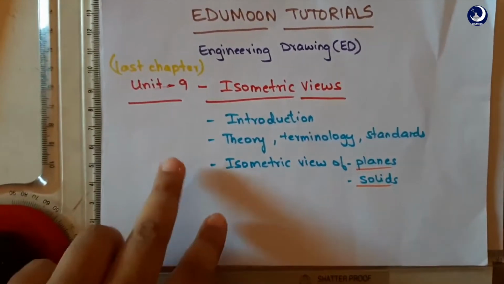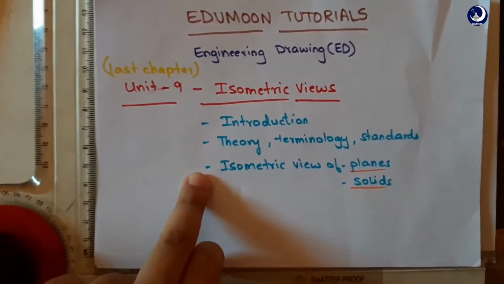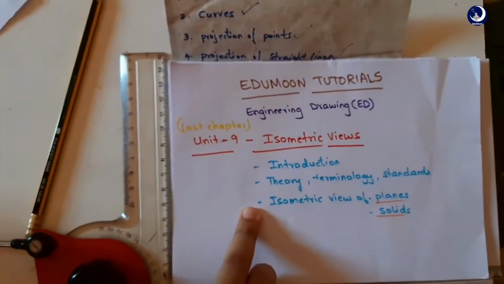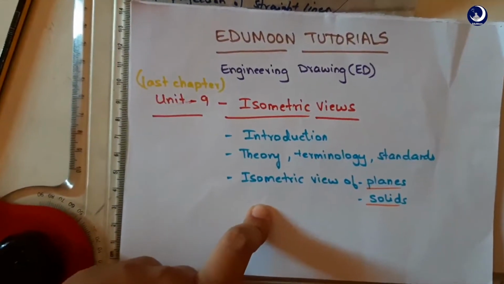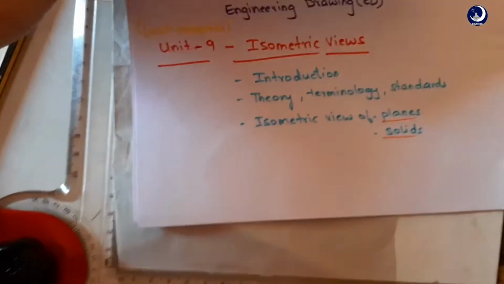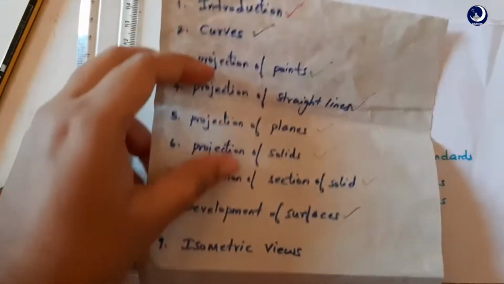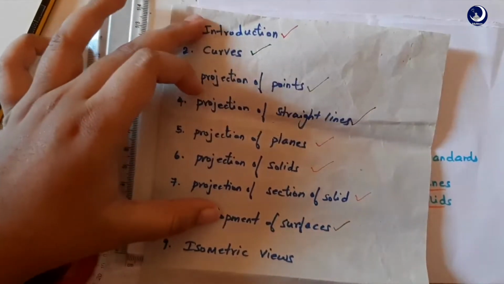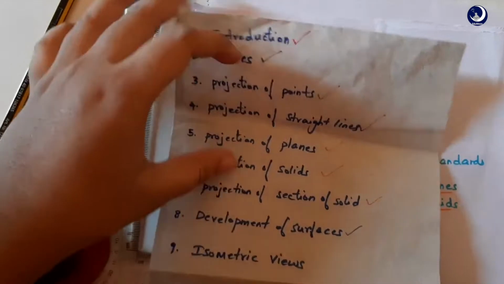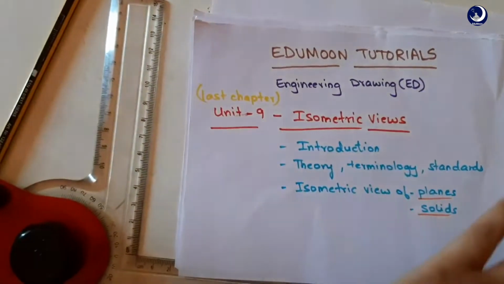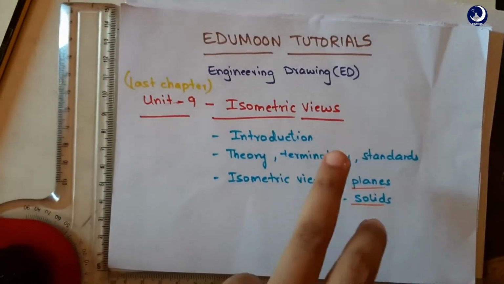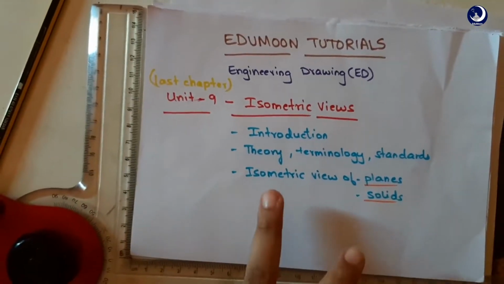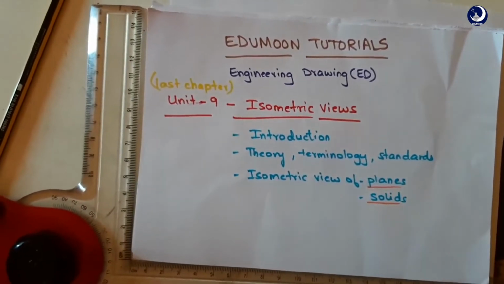So this is the last chapter, that is the last unit in our syllabus. Unit 9, that is isometric views, isometric projection. So far we have covered 8 units and now we are in the 9th unit. In this unit the subtopics are introduction, theory, terminology, standards, and isometric views of planes and solids.